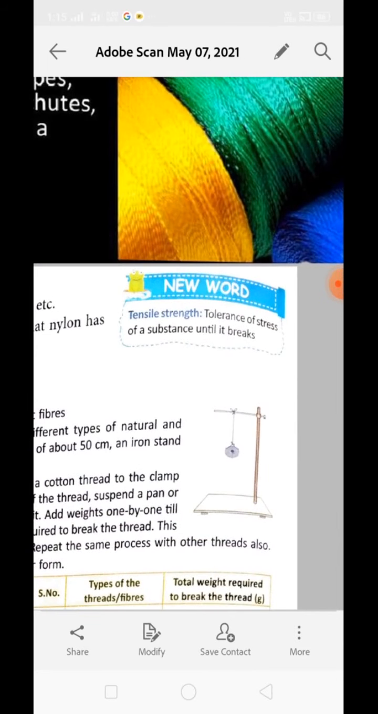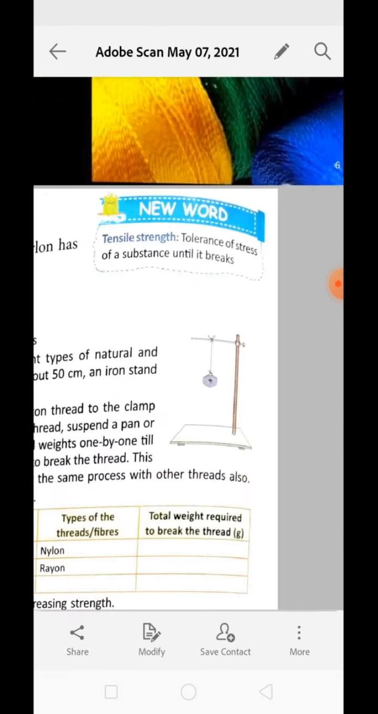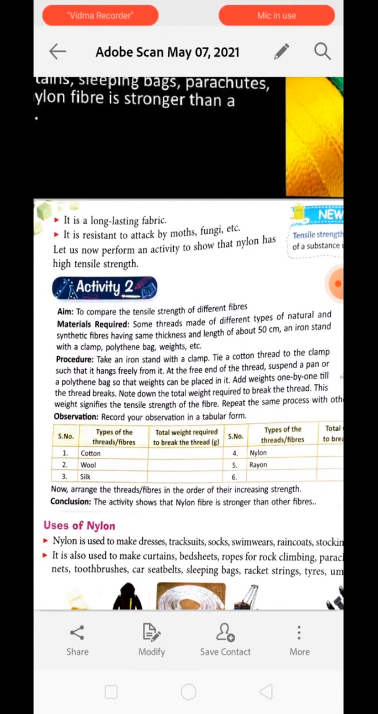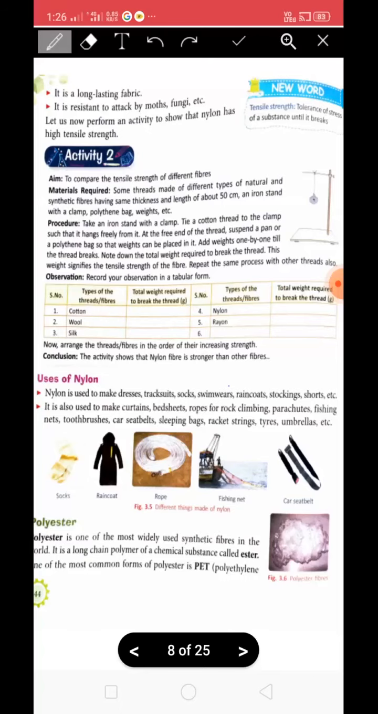Now see over here. Tensile strength means tolerance of stress of a substance until it breaks. You can see in activity 2 we are going to compare the tensile strength of different fibers. For that we need some thread made up of different types of material. It can be natural fiber, it can be synthetic fiber, but all of them have to have the same thickness and a length of about 50 centimeters. An iron stand with a clamp, polythene bag and weights, etc.